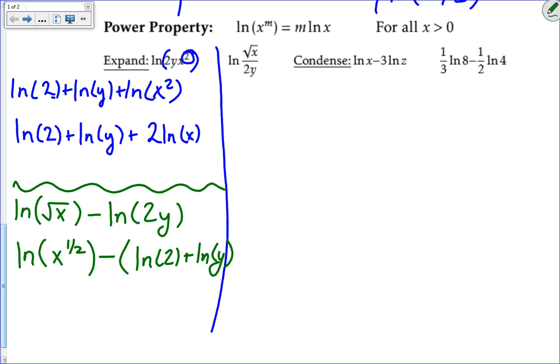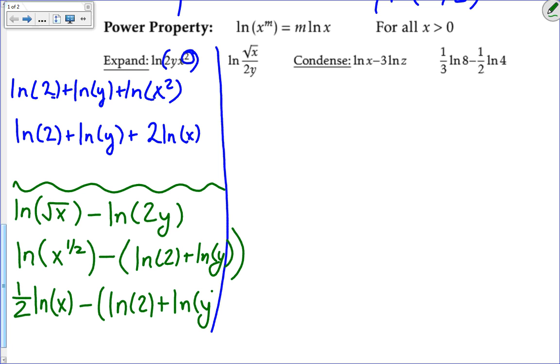Okay? So now we have that power there. What's the last thing we need to do with that power? Move it to the front. Awesome. So our final answer is 1/2 ln of x minus ln 2 plus ln of y.